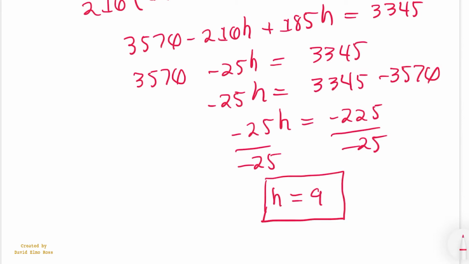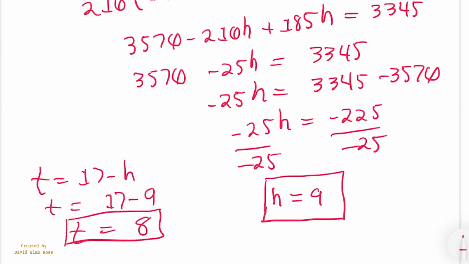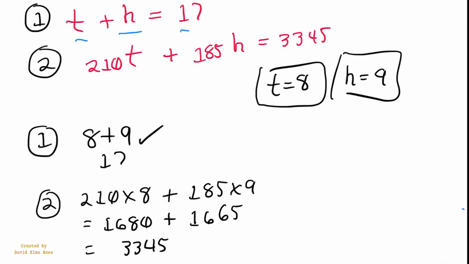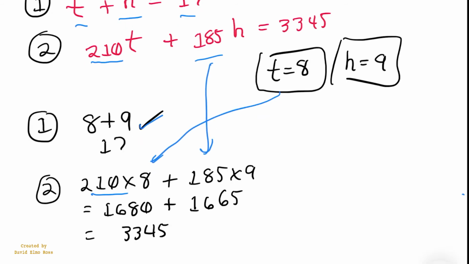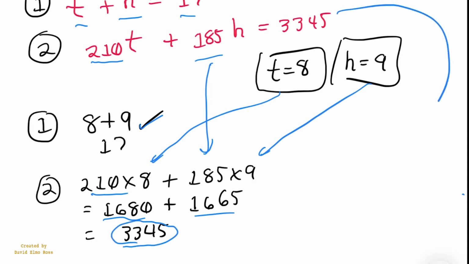Since our original equation said that technicians are equal to 17 minus the number of helpers, technicians is equal to 17 minus 9, so the number of technicians is equal to 8. Now what we have to do is validate that these are the correct values by substituting into our equations and checking. I think you can see easily that T plus H is 17, which validates quite easily. And if we take a look at our second equation, it's 210 times 8 plus 185 times 9, which gives you a total of 3,345. So the second equation does match, and our solution of technicians 8, helpers 9 does indeed validate.